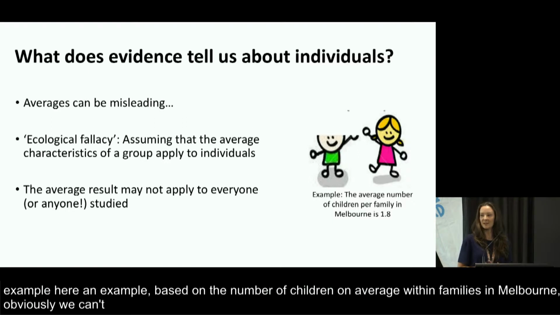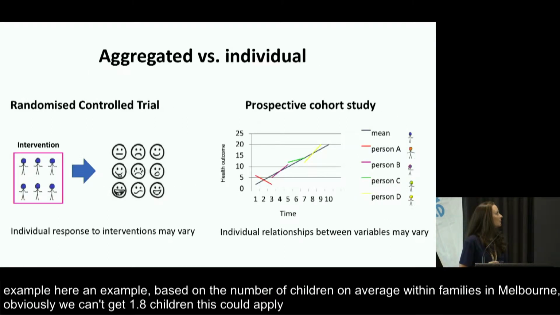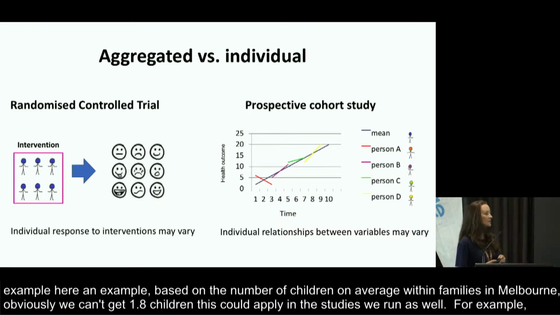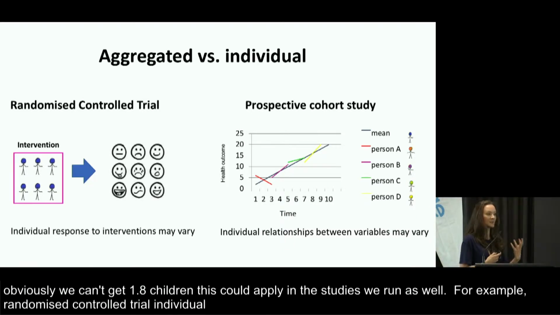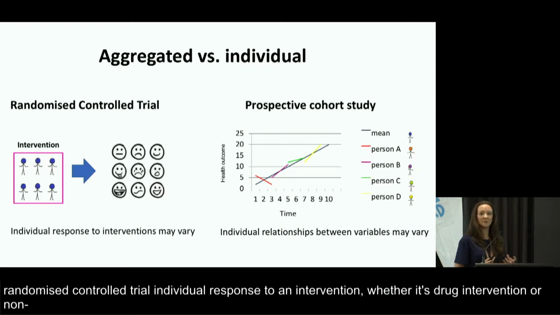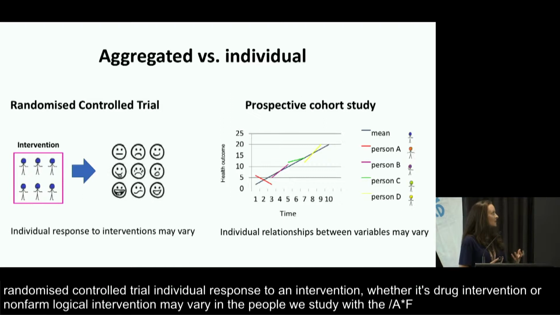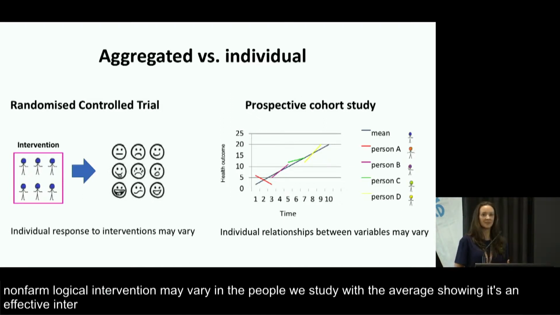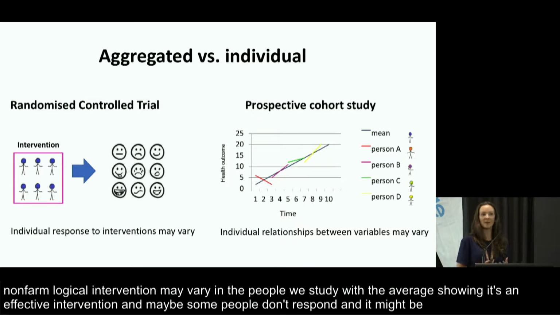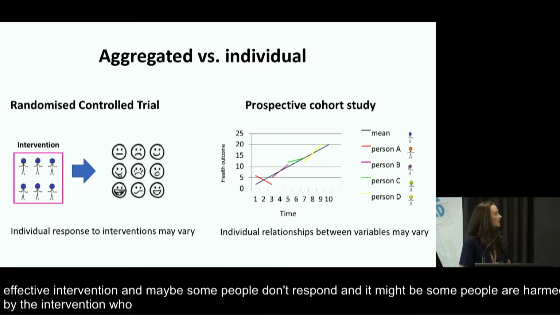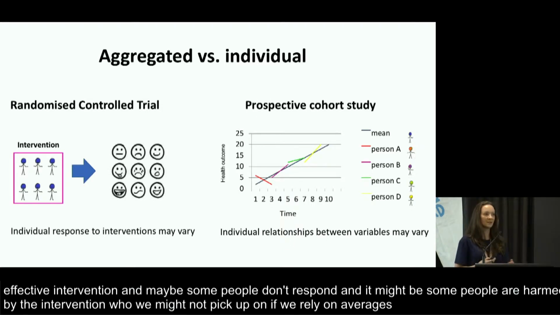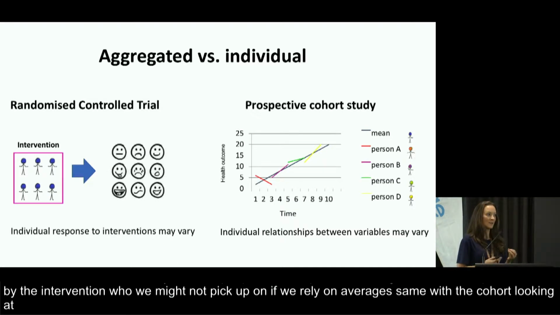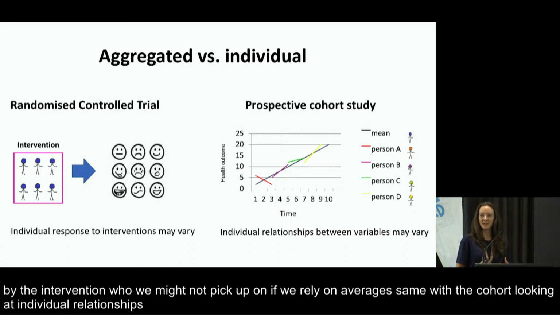For example, here we've got an example based on the number of children on average within families in Melbourne. Obviously we know we can't get 1.8 children. This could equally apply in the studies that we're running as well. For example, in a randomized controlled trial, individual response to an intervention, whether that's a drug intervention or some other non-pharmacological intervention, may vary among the people that we're studying, but the average maybe shows that it's an effective intervention. It might be that some people just don't respond, and it might be that some people are very harmed by the intervention, but we might not pick up on that if we rely on these averages. And it's the same principle again with the prospective cohort study, where we're looking at individual relationships and how they might not match up with the average relationship that we detect from a group-based study.